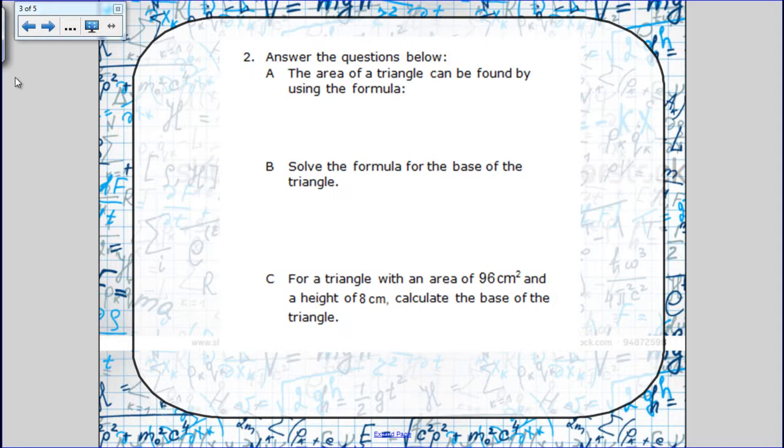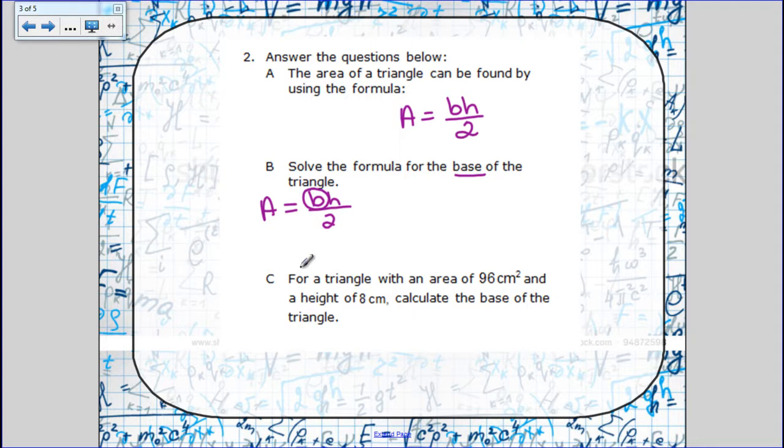So we have the area of a triangle can be found by using the formula. The formula for area of a triangle is A equals base times height divided by 2. So we want to solve the formula for the base of the triangle. The variable that I want, I'm going to rewrite it down here: base times height divided by 2. The variable that I want is this b, because that's what I want to be by itself.